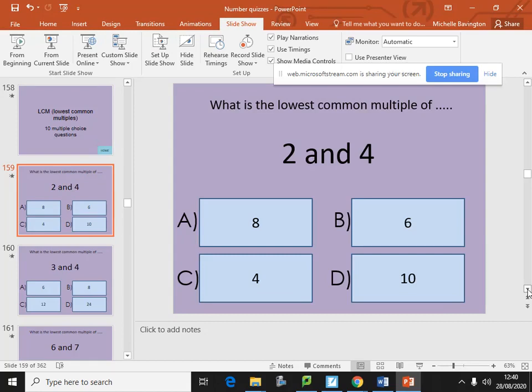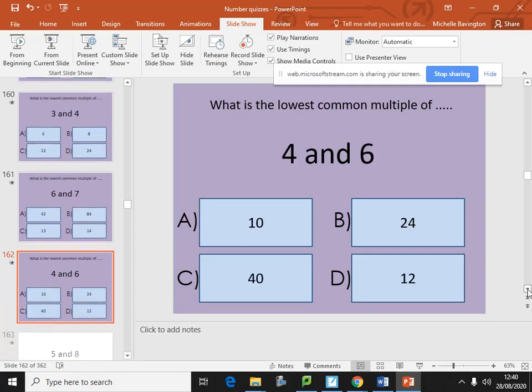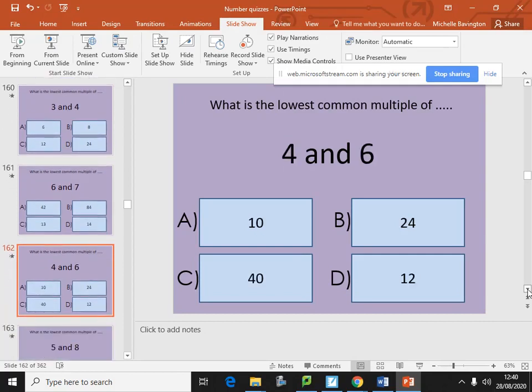Okay. So, what is the lowest common multiple of 2 and 4? What is the lowest common multiple of 3 and 4? 6 and 7. 4 and 6. 5 and 8.